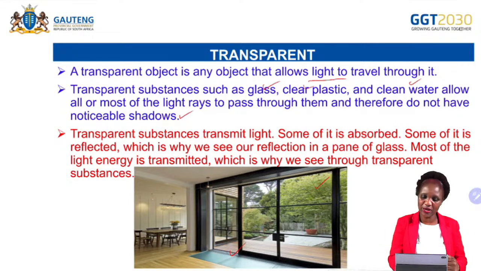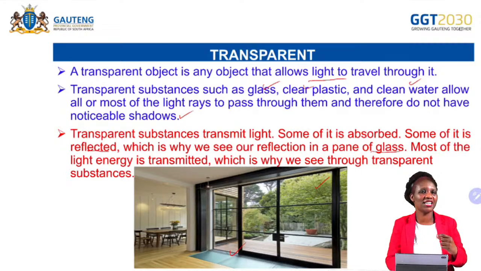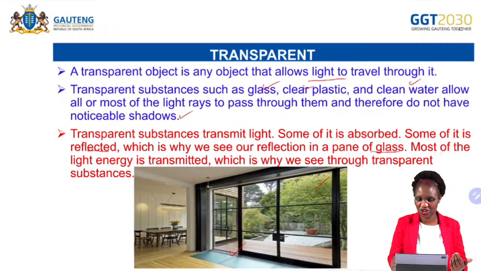Okay. And then transparent substances transmit light. Some of it is being absorbed and some of it is reflected. Okay. Which is why we see our reflection in a pane of glass. Okay, why? Because it is being reflected. If you look at the windows, at times you can see your image. Why? It is because of the reflection. And then most of the light energy is transmitted, which is why we see through transparent substances. For example, this glass door.